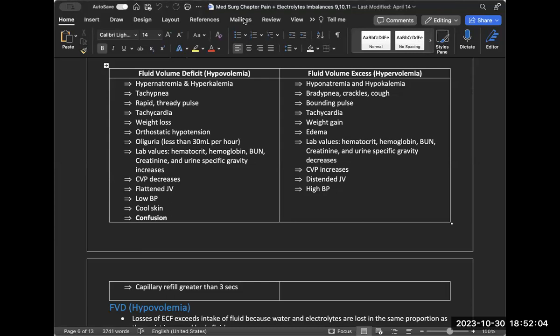Also, when you have fluid volume excess, you're peeing a lot. There's no issue about having oliguria or a urine output less than 30 ml per hour. So the urine specific gravity is going to decrease because the urine is more diluted.